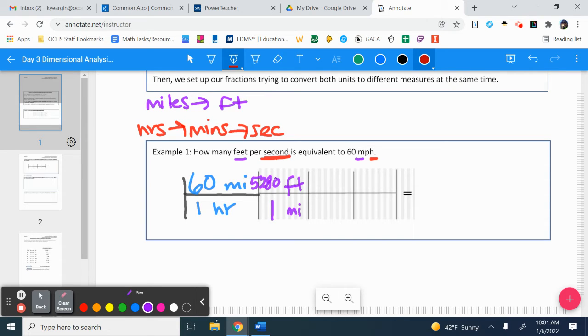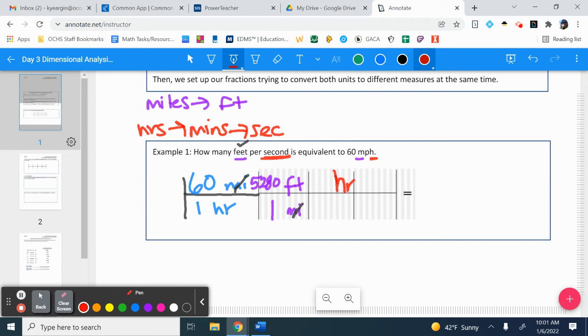So if we look here, I can say, yes, I've gotten rid of my miles. Those cancel out. And I'm at feet, which is where I want to be. So I'm going to check here. Now I got to focus in on the hours. Well, notice that hours were in the denominator. So to get rid of an hour that's in the denominator, it must now go to the numerator.